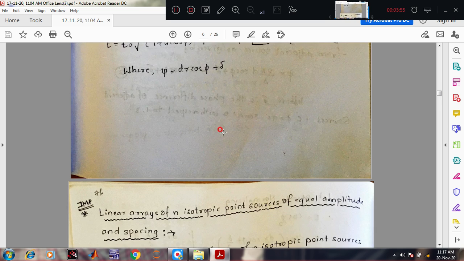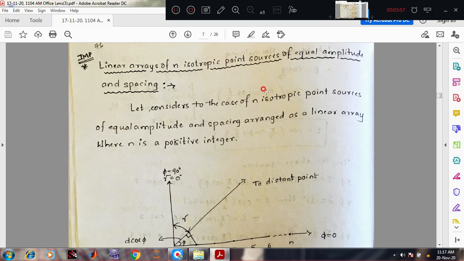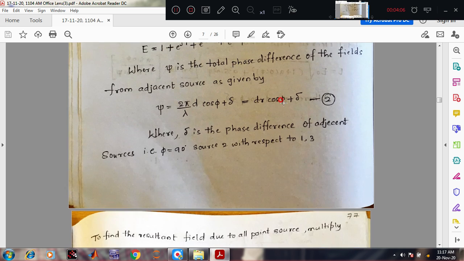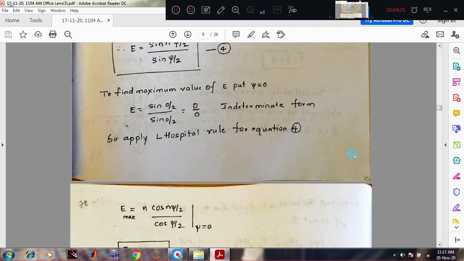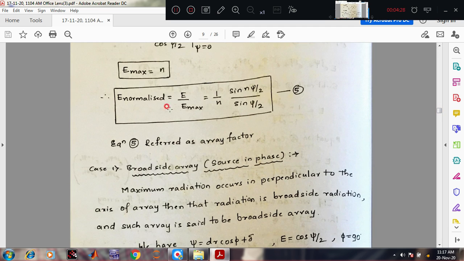So this is about the two isotropic point sources. In the previous class I also discussed a linear array of n isotropic point sources with equal magnitude and spacing. That derivation we have done already. The equation for that will be E is equal to sin of n psi by 2 whole divided by sin of psi by 2. This is the main equation for n isotropic point sources. The previous concept I discussed was only for two isotropic point sources. That derivation I did already. Coming to the outcome, at the end E normalized will be 1 by n times sin of n psi by 2 whole divided by sin of psi by 2, right?